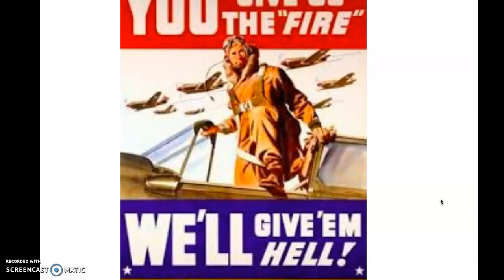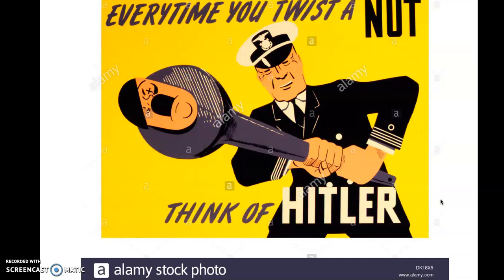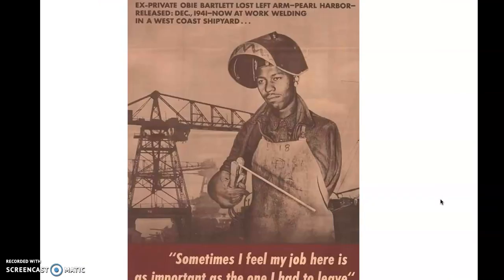So, obviously the posters: "You give us the fire, we'll give them hell." Talking about how everyone needs to pitch in. "Every time you twist a nut, think of Hitler," so work harder because you're thinking about what you want to do to that guy. Using actual people, again. So right here, Twice a Patriot, using O.B. Bartlett, who lost his arm at Pearl Harbor, now working in a West Coast shipyard with welding. "Sometimes I feel my job here is as important as the one I left," because he's still able to contribute, even though he has just one functional arm at this point.